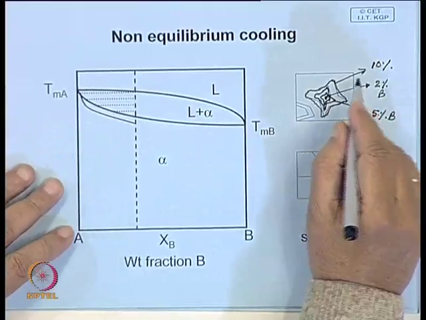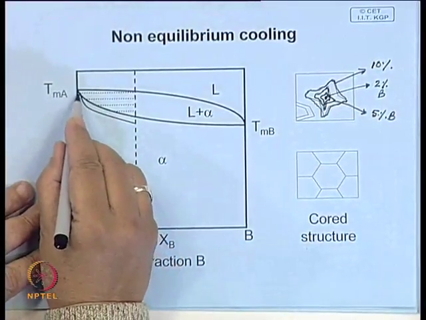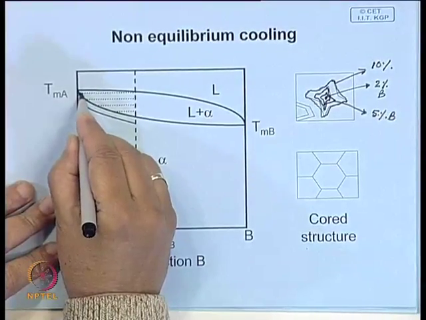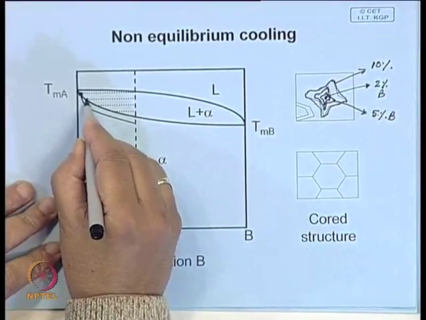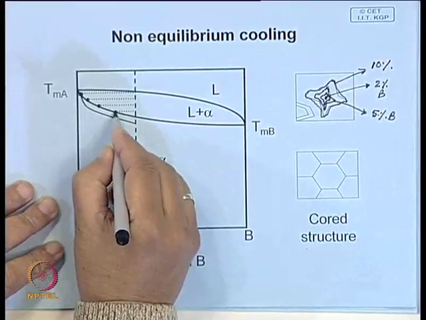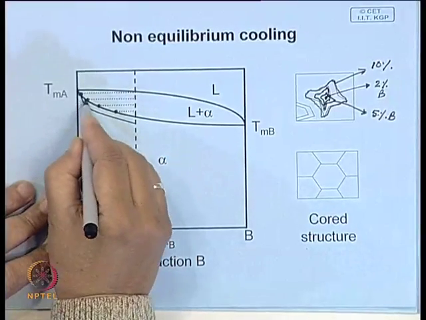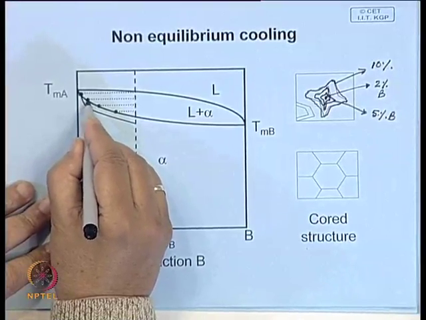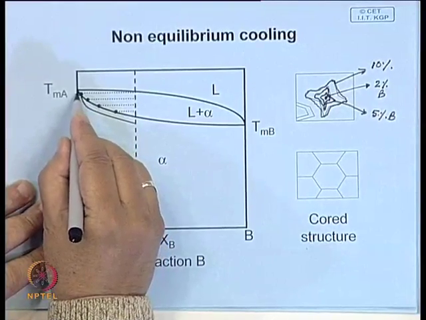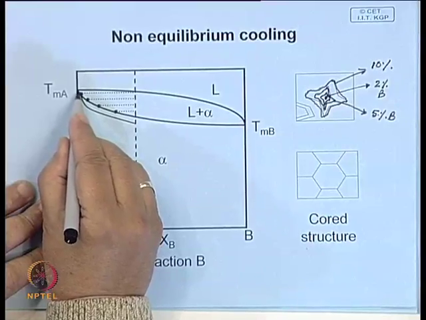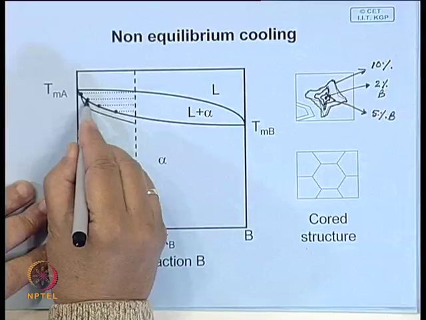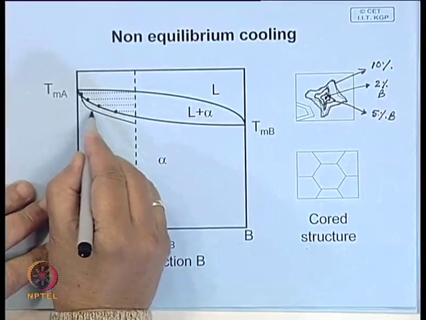So, in a way, the solid composition changes: the first solid which precipitates has this composition, the next solid has this, the next layer has this. But then the average composition, if you try and calculate, will not be the same. If it were possible to cool it very slowly, it would have followed this line, moving from here to here. Instead, the average composition lies somewhere here.